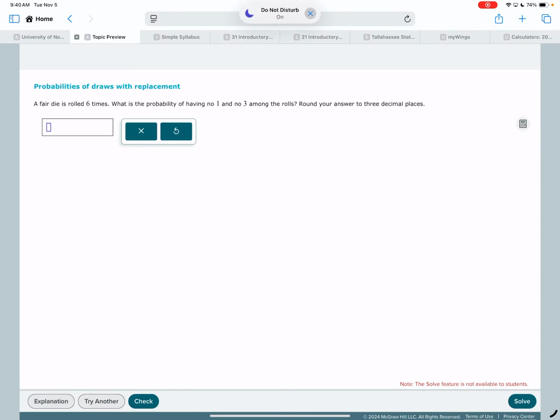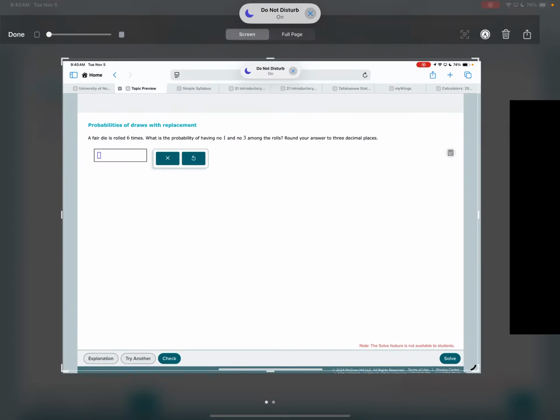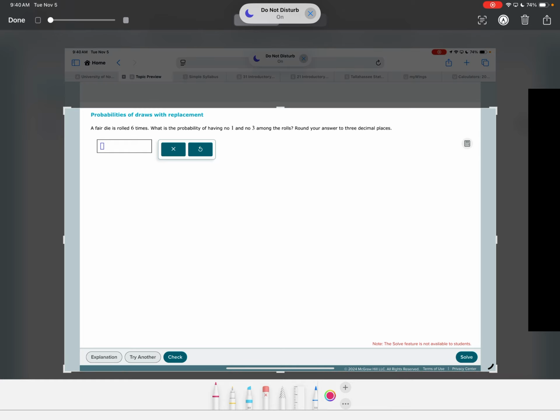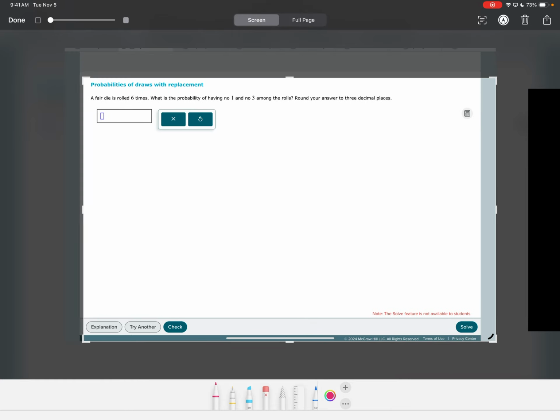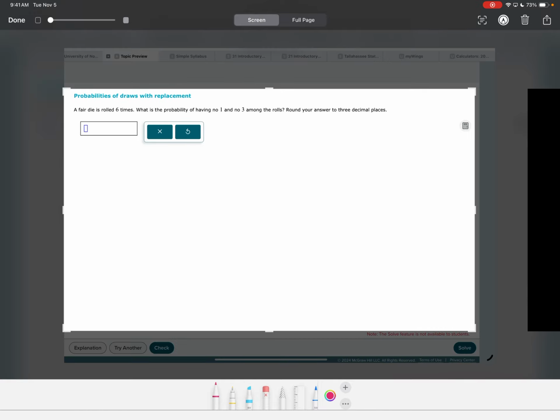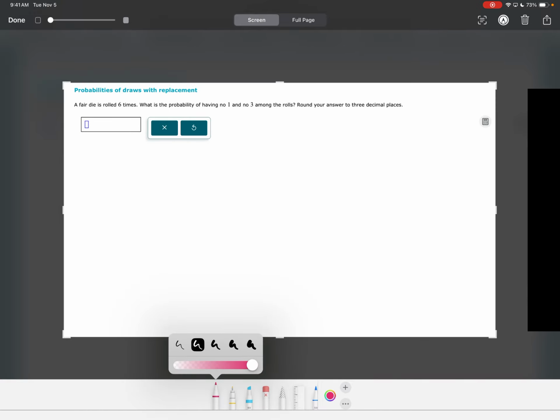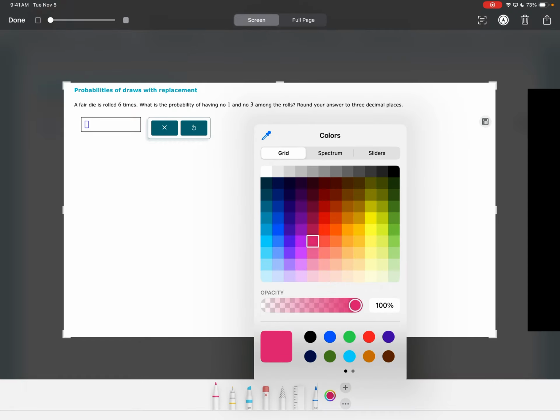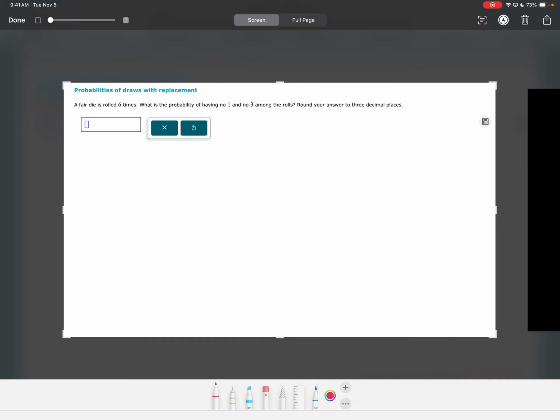Okay, so probability of draws with replacements. When you are doing multiple probabilities, what you want to do is try to think about one at a time. So when I look at this, what I want to say is, okay, instead of trying to think of a fair die is rolled 6 times, what's the probability of having no 1 and no 3 among them? Instead of trying to figure out what happens over the 6 rolls, just figure out one roll. So what's the probability that I don't get a 1 or a 3?